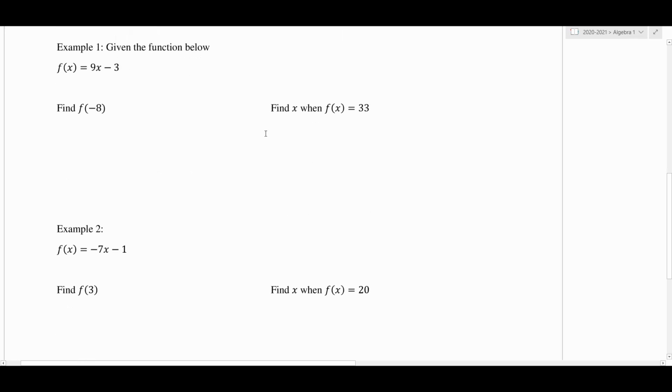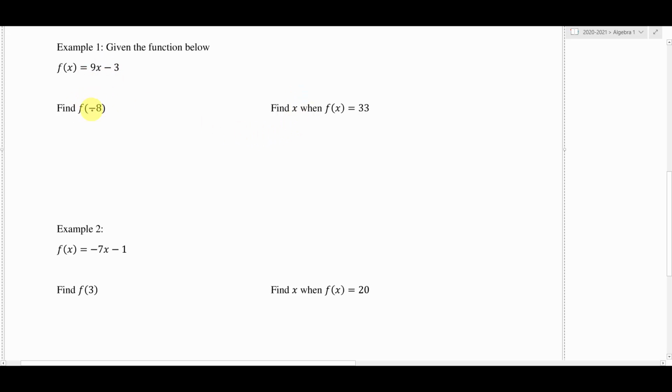All right, so we're going to look at example 1 here. We've got a function 9x minus 3. And you'll notice the difference in the two problems here. In this one, they're giving us an input because they're giving us the number inside of the parentheses. This one over here, they're not giving us the number inside of the parentheses, they're giving us the number on the other side of the equal sign. So they're telling us they want the output to be 33. We have to find out what the input is going to be. So let's start with this one.